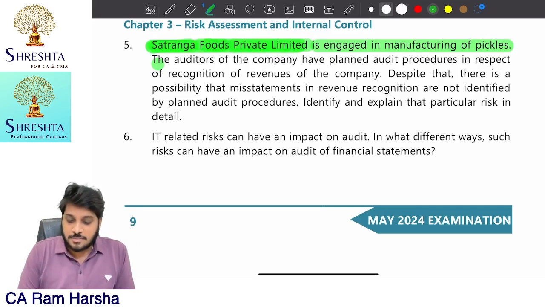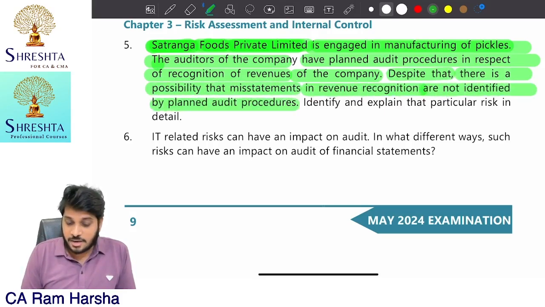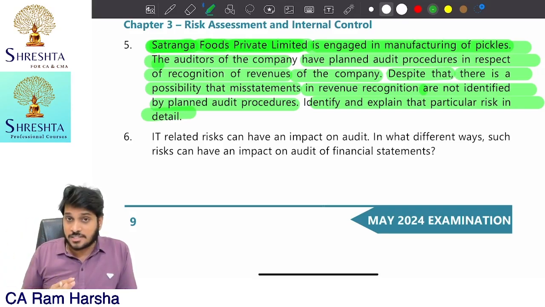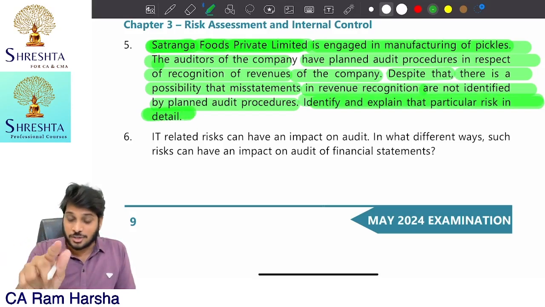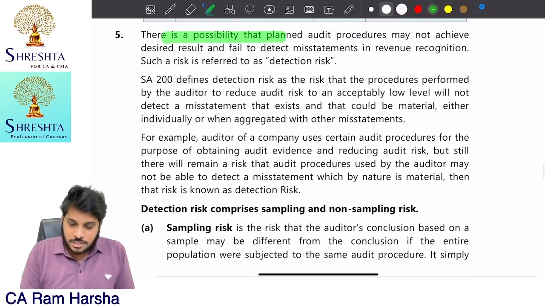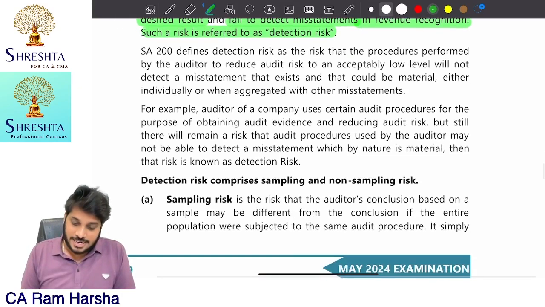Satranga Foods Private Limited is engaged in manufacturing of pickles. The auditors of the company have planned audit procedures in respect of recognition of revenues of the company. Despite that, there is a possibility that misstatements in revenue recognition are not identified by the planned procedures. Identify and explain what type of risk. Even though you are performing audit, you cannot identify some material misstatement. What is this risk? It is detection risk. There is a possibility that a planned audit procedure may not achieve the desired result and fail to detect material misstatement in revenue recognition, and such a risk is called detection risk.